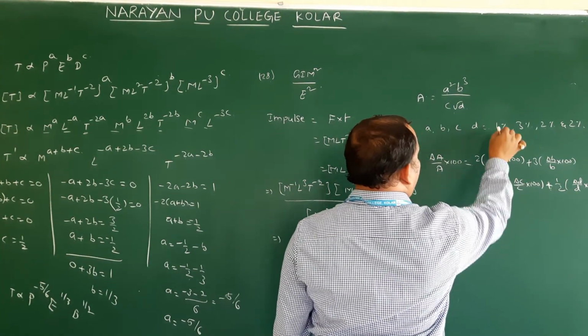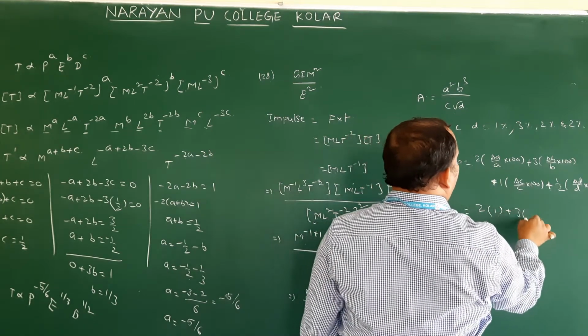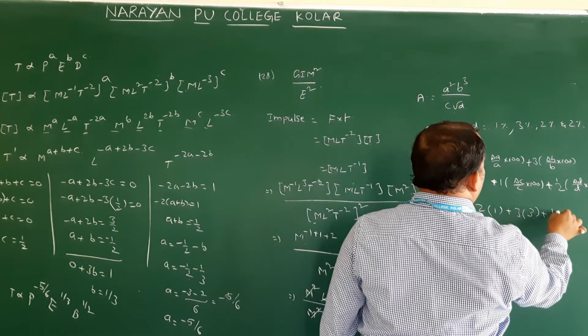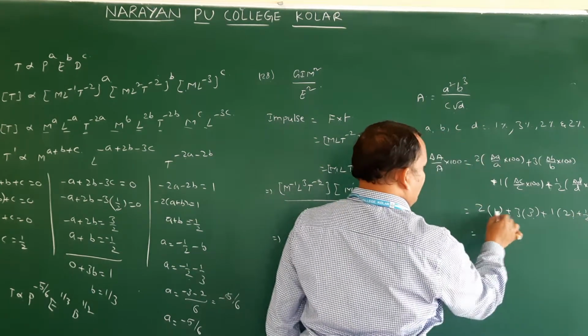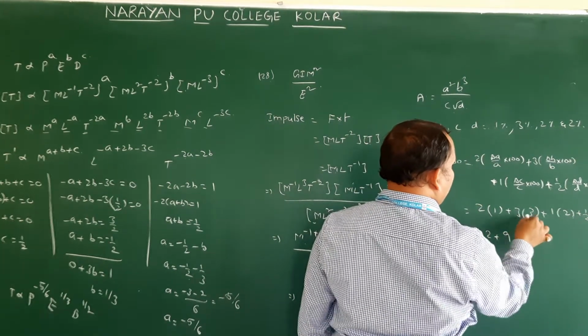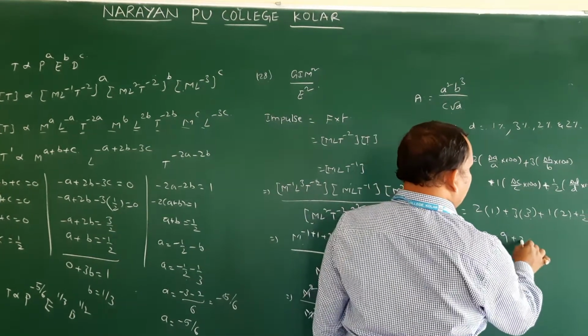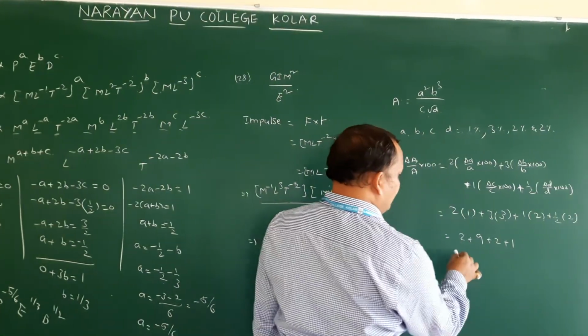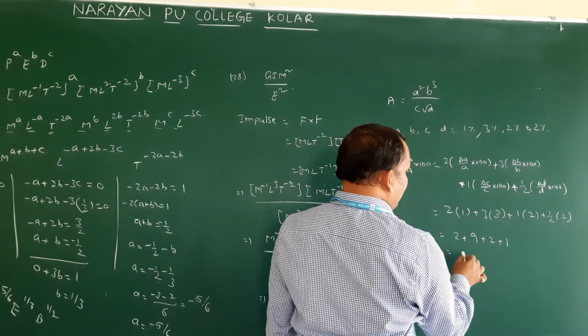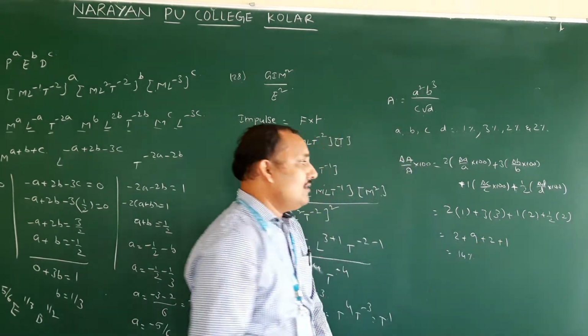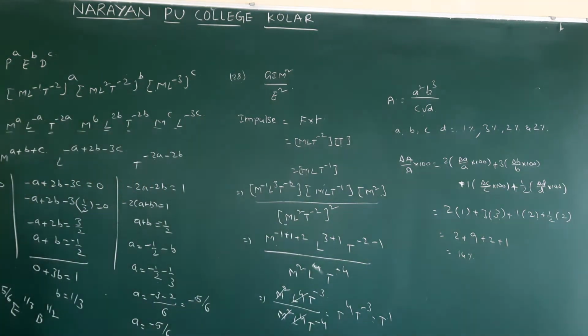2 into delta a percentage, how much they give? 1. b percentage 3. c percentage 2. d percentage 2. 2 plus 6, sorry, 3 threes are 9, plus 2 plus 1. So the total is 9 plus 2, 11, 11 plus 2, 13, plus 1. So the percentage error in A is 14%. Therefore option D is correct.